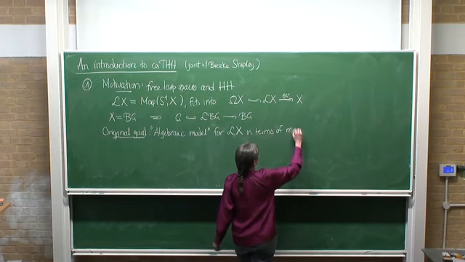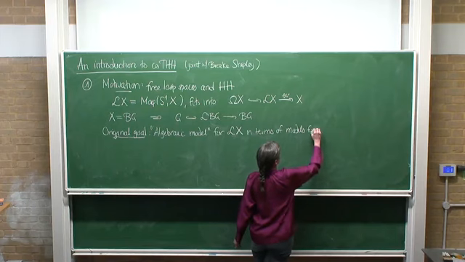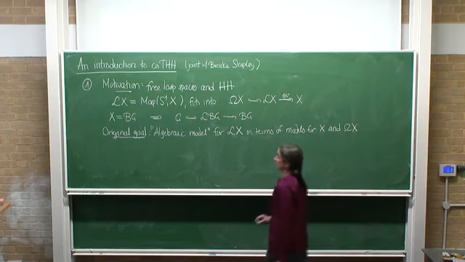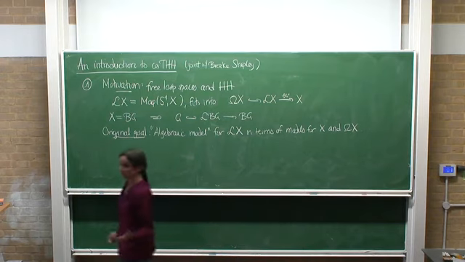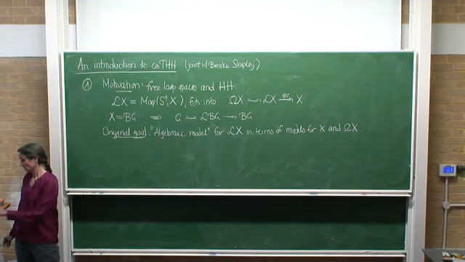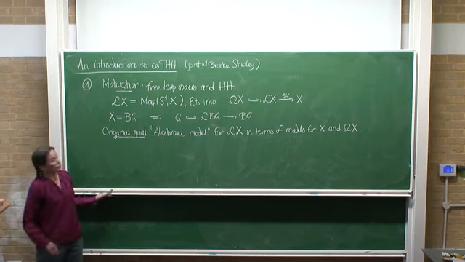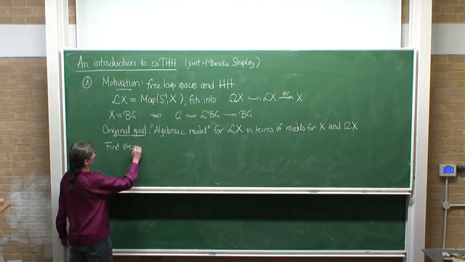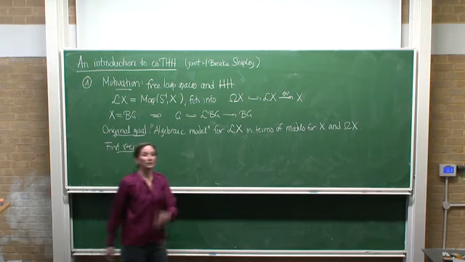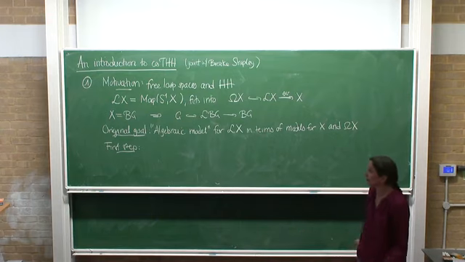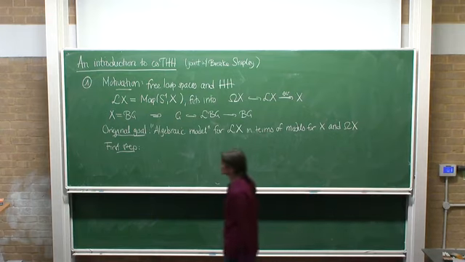In terms of models for X and the base loop space, or if you're thinking about the free loop space on BG, in terms of some sort of model for BG and some sort of model for the group G itself. So the first step towards these goals is to figure out what I'm going to mean by algebraic models of the base loop space or the classifying space of a group.